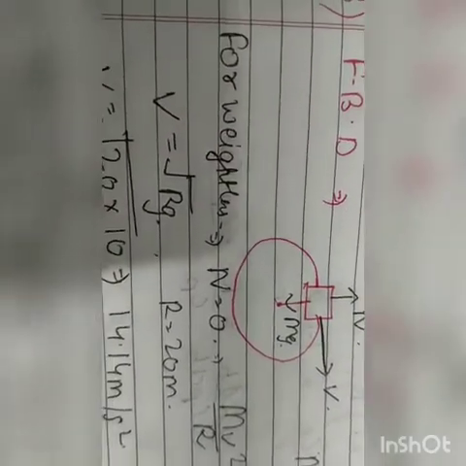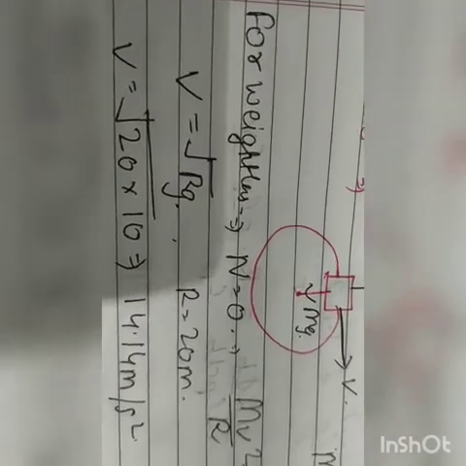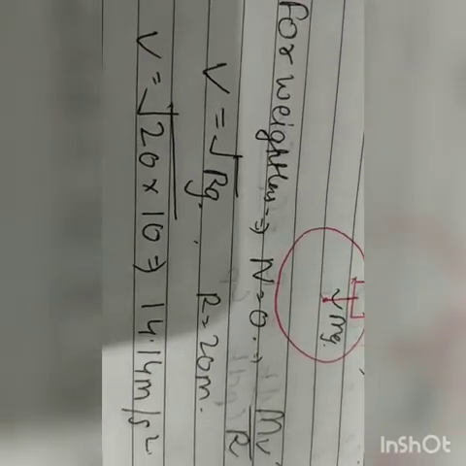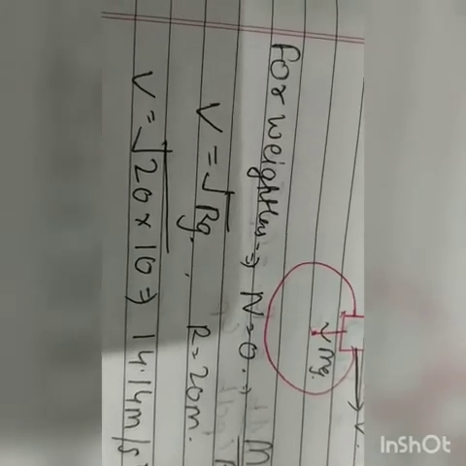So here we know that for weightless N is equal to 0, so mv square will be equal to mg. So here the value of v will be under root rg. We have done nothing, just cut m from both sides, and this is the equation. So r is equal to 20 meter.